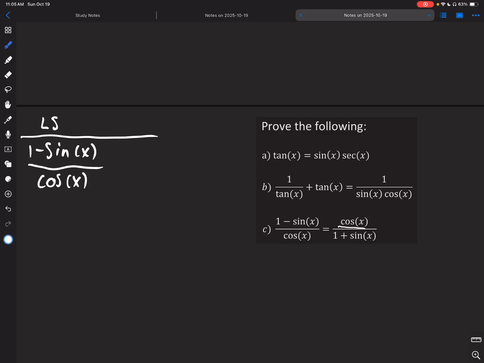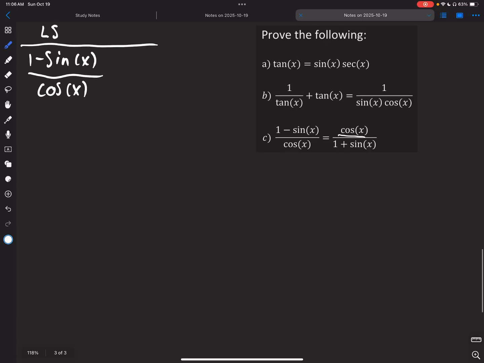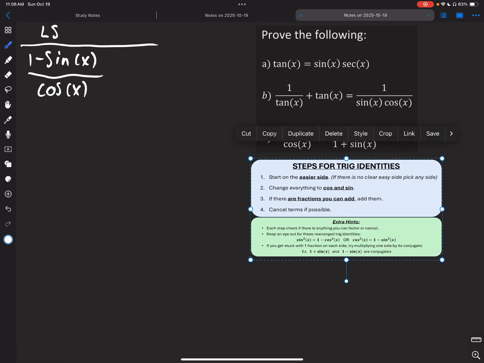Now, if we go up to our rules, and I'm going to bring another set of this down here as well. So if we're looking at our rules here, let's just follow along these. Start on the easier side. We chose our left side. Change everything to cos and sine. Well, everything already is cos and sine, so step 2 is done. If there's fractions we can add, we want to add them. Well, there's no fractions to add. And step 4 is cancel like terms if possible. Once again, no like terms to cancel.